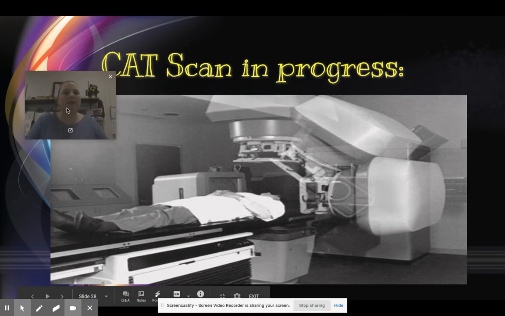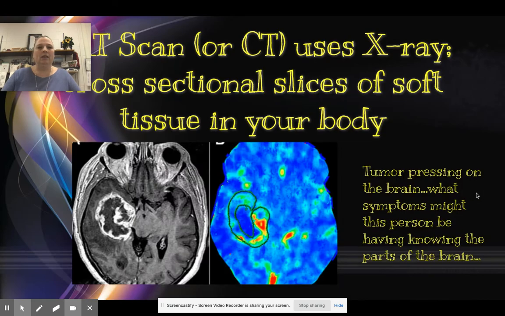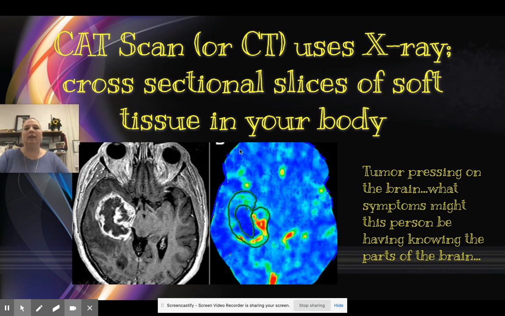Okay, so first of all, let's take a look at the CAT scan. This is kind of what it looks like. How many of you have had a CAT scan out there? Yeah, it's pretty common, isn't it? Okay, so a CAT scan or CT, same thing basically, uses an X-ray system, and it cross-sections slices of your body, and it looks at the soft tissue in your body. It's not looking for bone, it's looking for soft tissue.